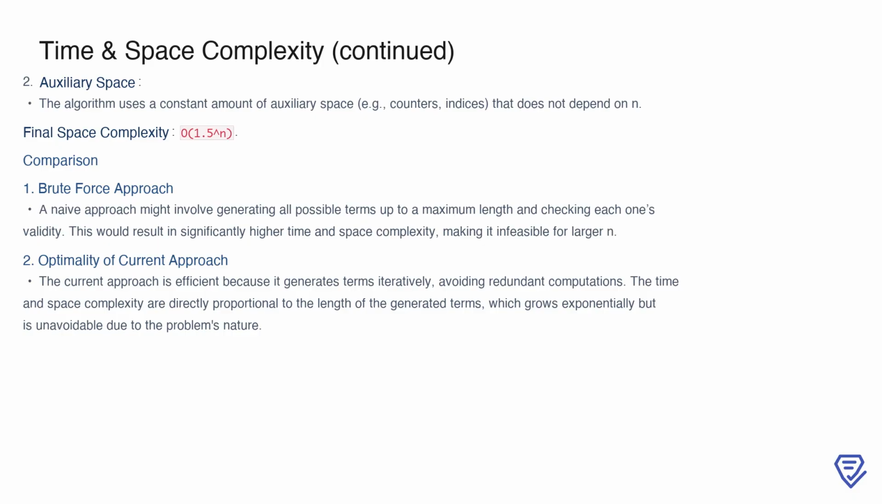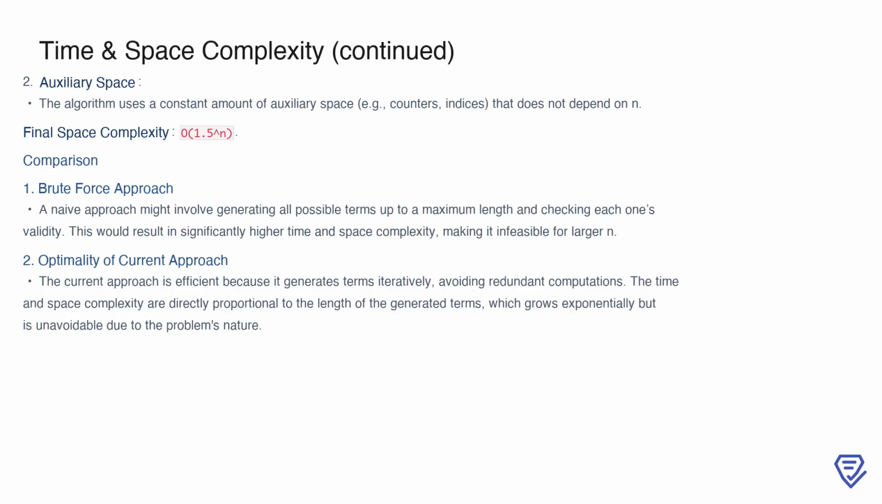Comparing this approach to a brute force method, a naive solution might involve generating all possible terms up to a maximum length and checking their validity. This would lead to much higher time and space complexity, making it impractical for larger n. In contrast, the iterative approach used here is efficient, as it generates terms directly without redundant calculations.